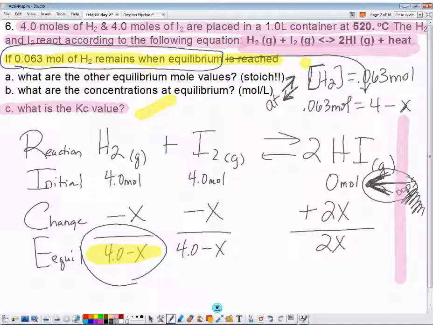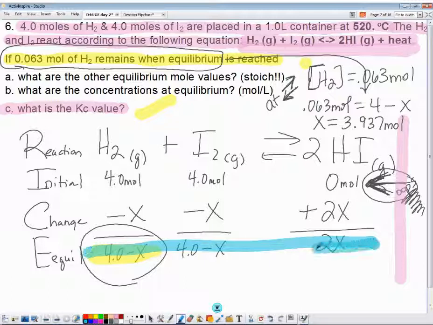Agree with that statement? Okay? So, Janae, what is 4 minus 0.063? Because that gives me X. Now I have X. Now, if I have X, I have everybody at equilibrium. Agreed? And if I have everybody at equilibrium because I now know X, can I find KC?